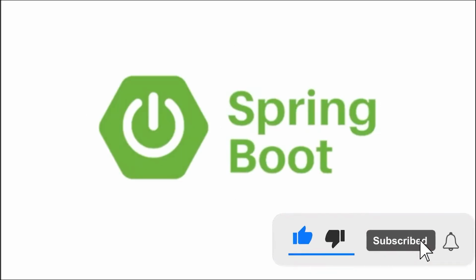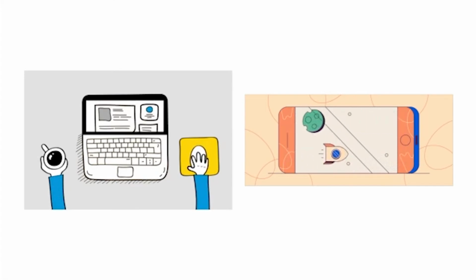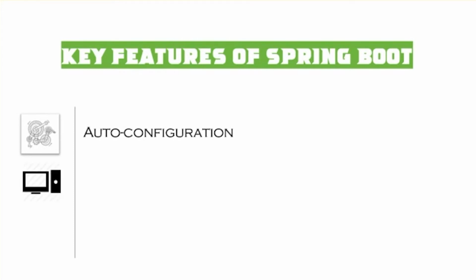We could easily build different types of Spring-based applications with Spring Boot, and it can be used for both web applications and non-web applications. The key features of Spring Boot are auto configuration. Spring Boot attempts to automatically configure your application based on the dependencies that you have added. It can be done using the annotation @configuration.